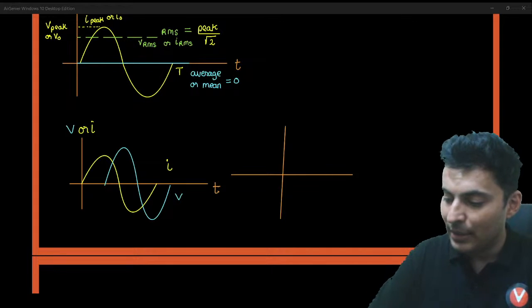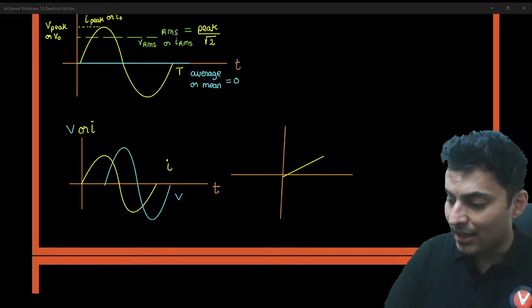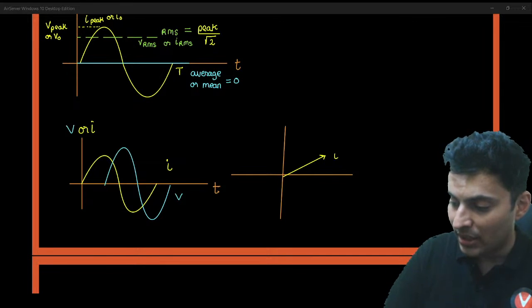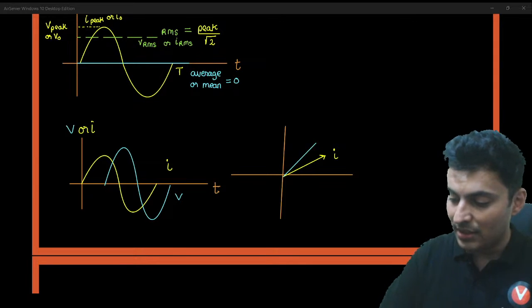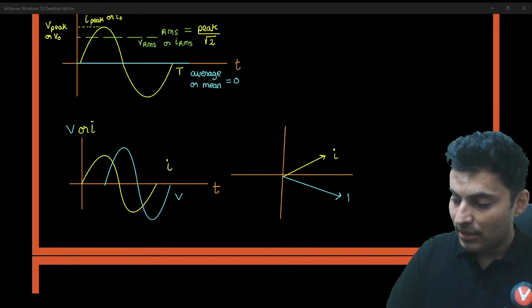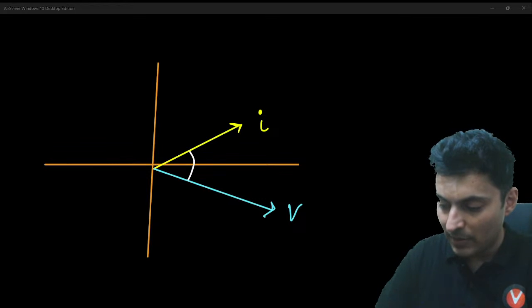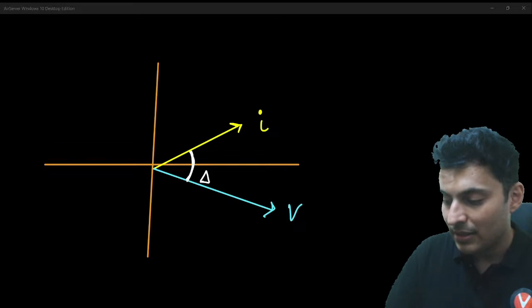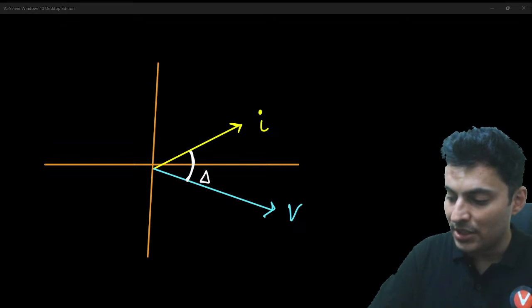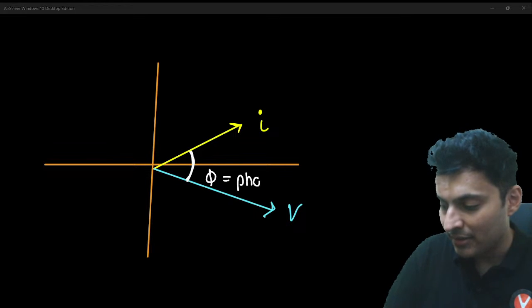So here it looks something like this. In phasor diagram, if I show a current phasor like this, the voltage phasor is behind it, maybe somewhere here, like this, and clearly there is a difference between these two. That is your delta phi, or just phi, which is called the phase difference.